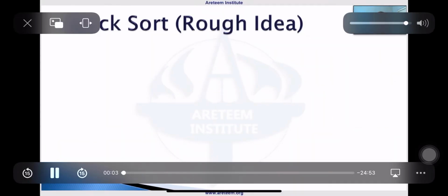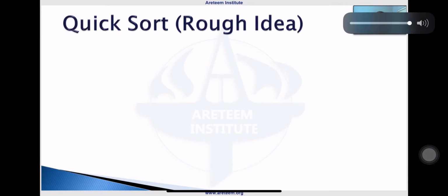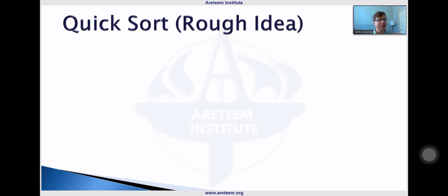Now let's continue and talk a little bit about our second sorting algorithm, which is going to be quicksort. Again, this is going to be the same type of divide and conquer approach. I want to start here with the rough idea. We're going to be breaking our list into two pieces, and then recursively sorting those two pieces. But the general idea is a little bit different in this case.